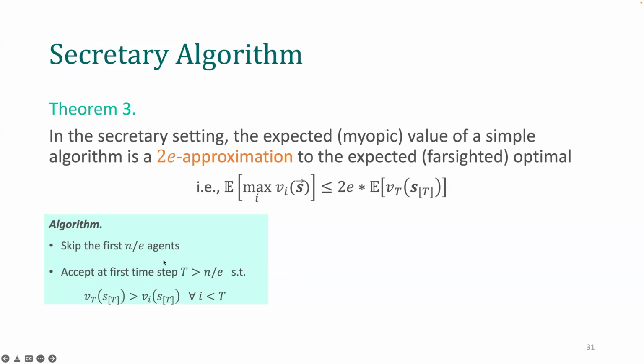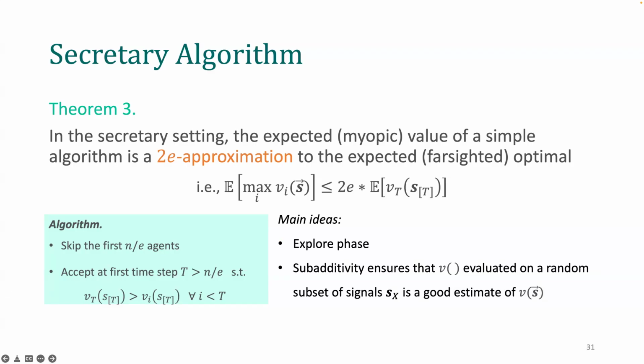I just use them as sample. And then I'm going to look at the first time t such that the value of the current agent, using the signal so far, is greater than all the past agents using the signal so far. And this is again going to give us a 2-way approximation.